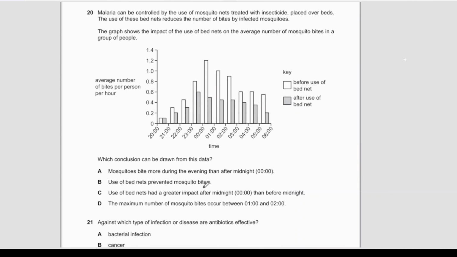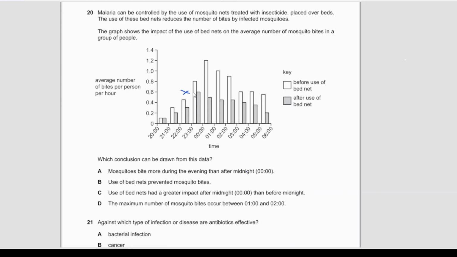Okay. Now a graph is given, and this study is related to malaria, and they have used two types of readings. One, before use of bed nets, and second, after use of bed nets. So the average number of bites per person per hour is given from 8 p.m. till morning. What conclusion can be drawn from the data? Okay, let's do it. Mosquitoes bite more during the evening than after midnight?